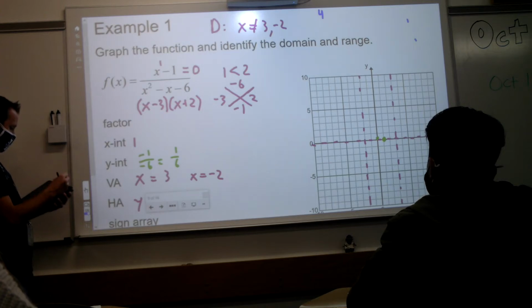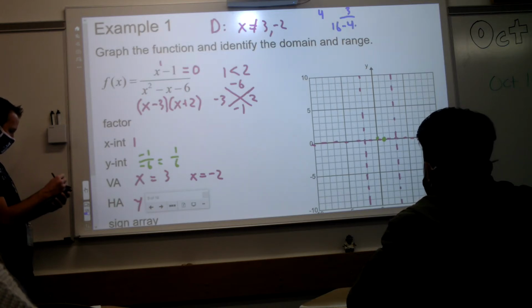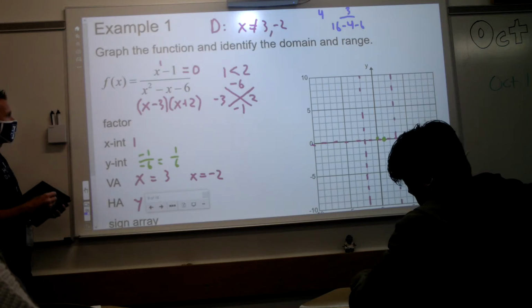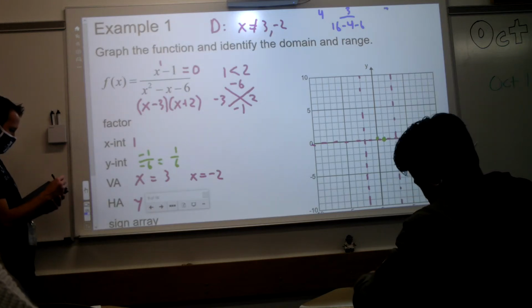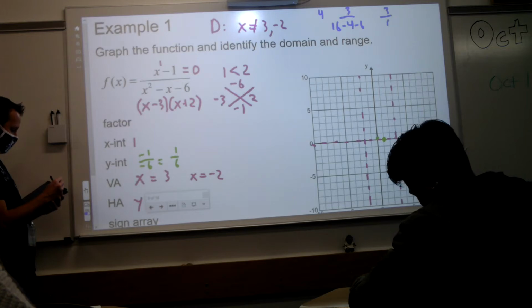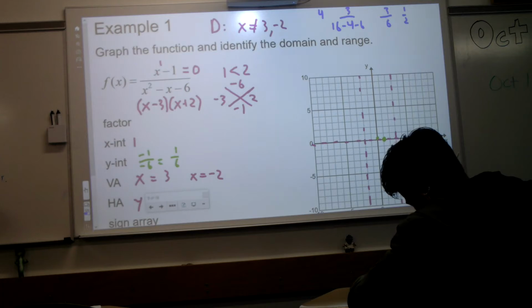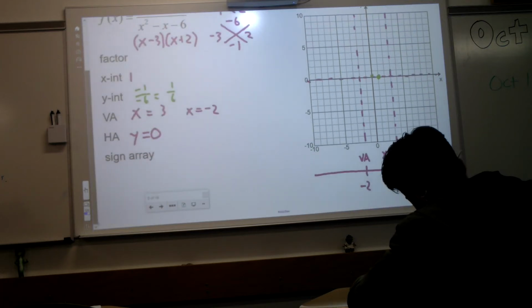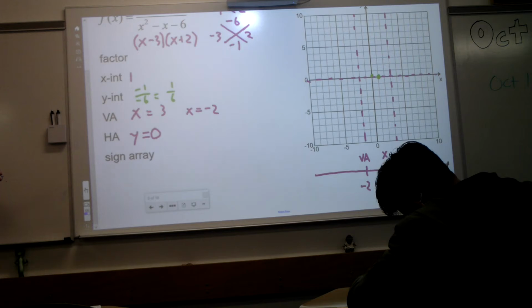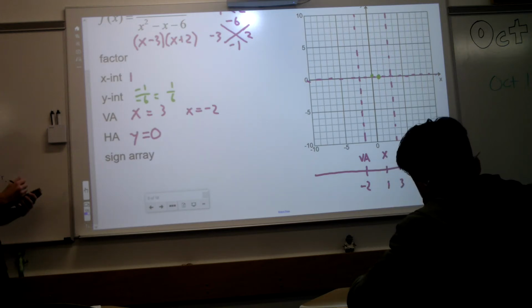When I do, 4 minus 1 gives me 3. And then in the bottom, 4 squared is 16, minus 4, minus 6. Okay, so that's going to be 3 over 16 minus 10, which is 6, so that's going to be 1/2. Now, what's important is that 1/2 is positive. So are we going to be above the x-axis or below? We're going to be above. And I even have a little key point now. Great, so at 4, it's at 1/2.